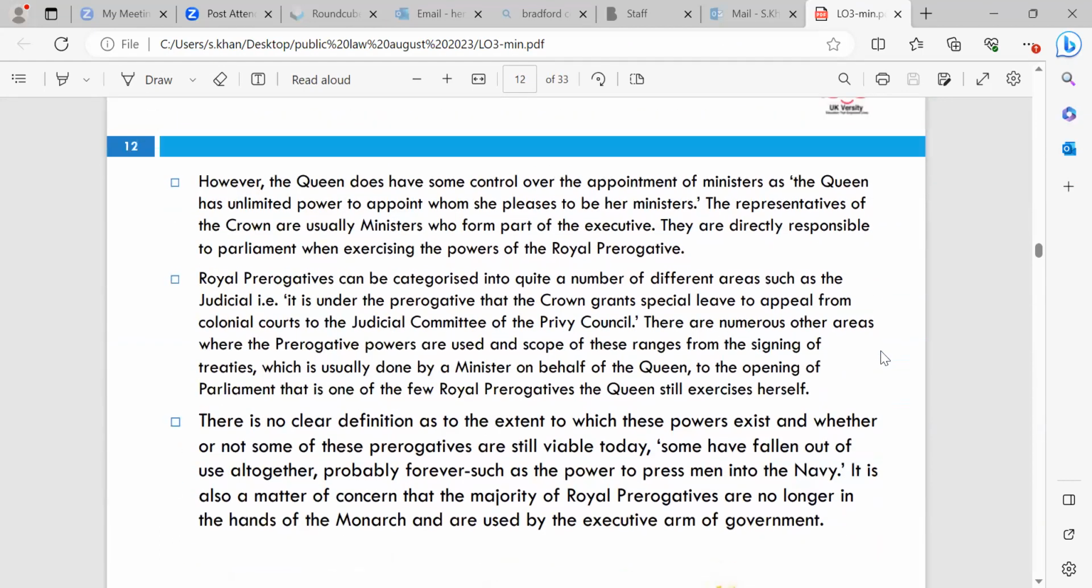However, the Queen, and in this instance it is the King, does have some control over the appointment of ministers, as the Queen has limited power to appoint whom she pleases to be ministers.